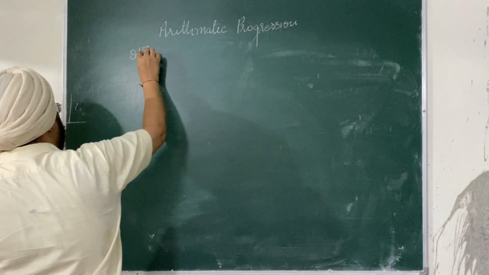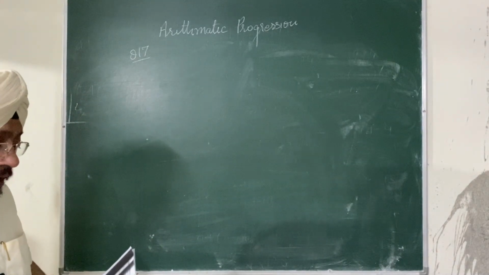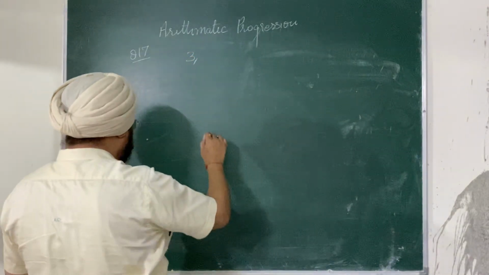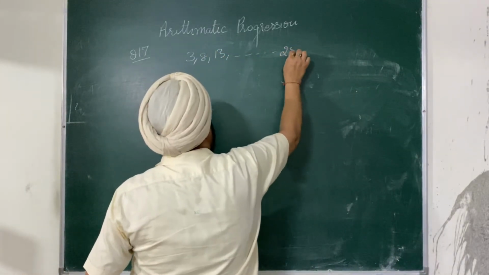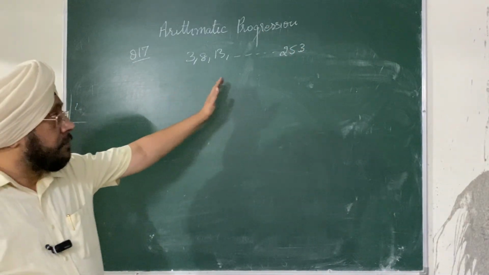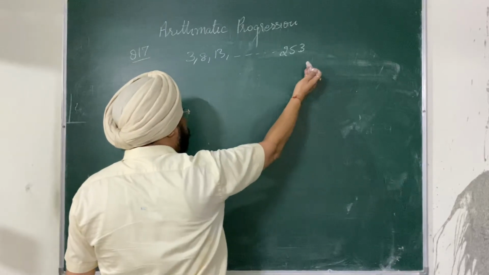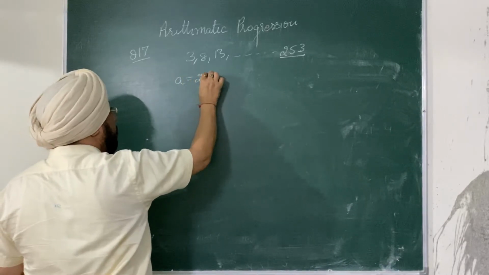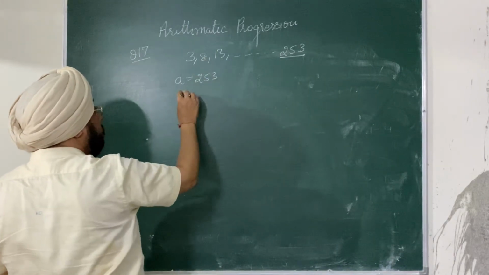Now the statement of sum number 17 is: find the 20th term from the last term of the AP. What is the AP given to you? That is 3, 8, 13, and the last term is given as 253. If we want to find the 20th term from the last term, this 253 becomes the first term because we have to see the numbers from the back. So a becomes 253 here.